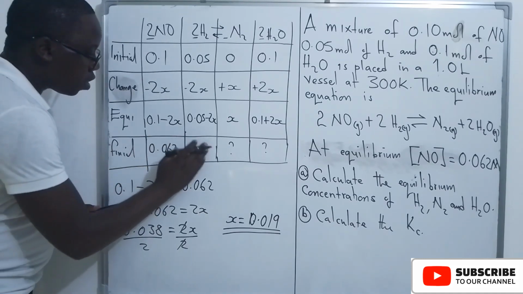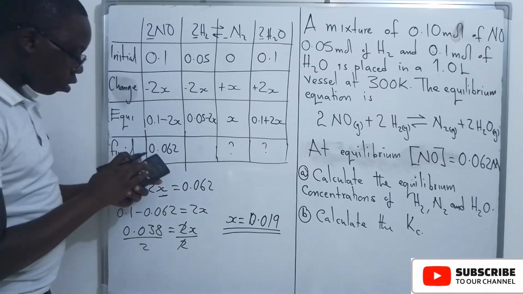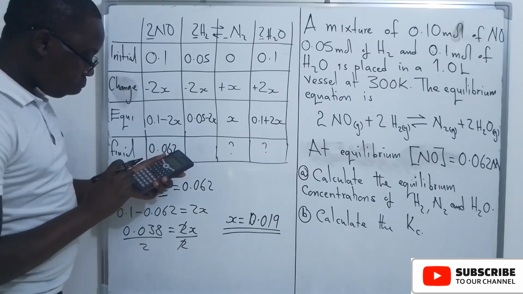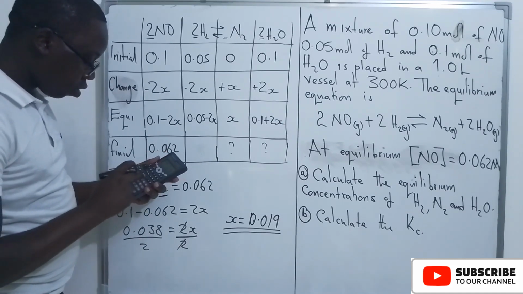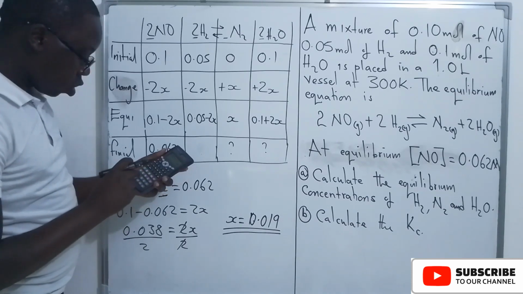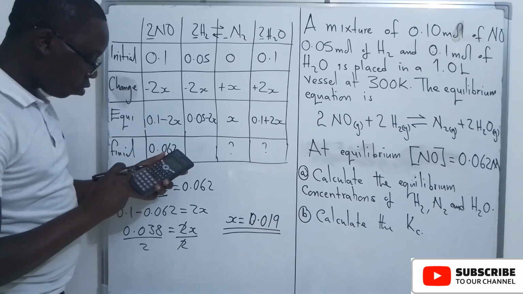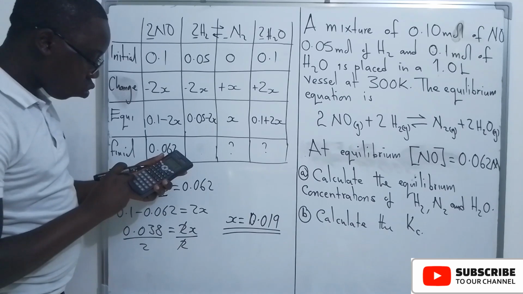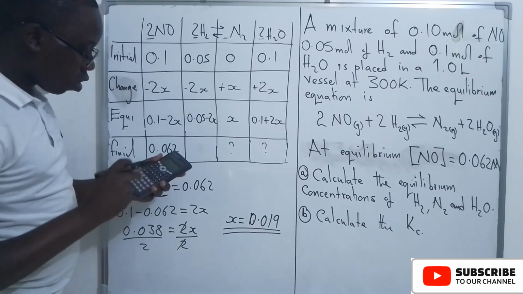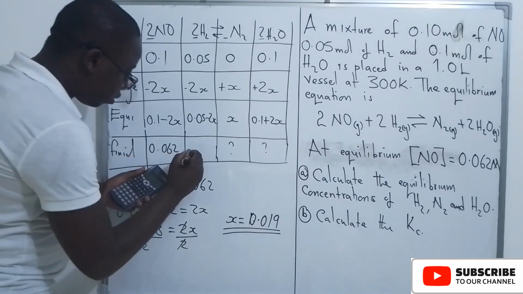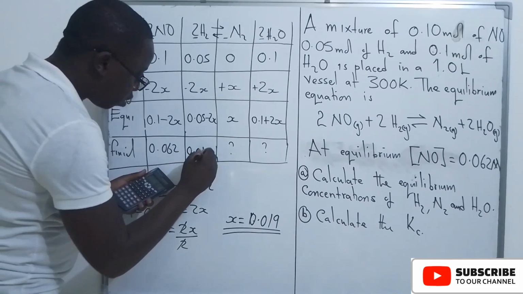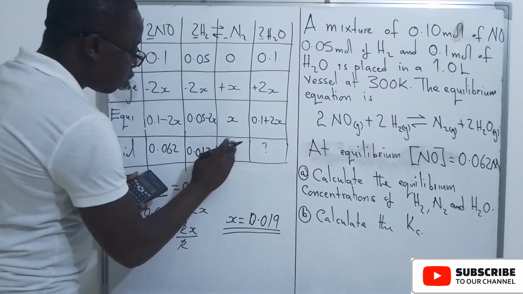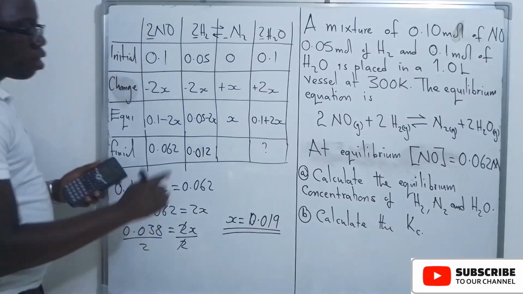The first one we have been given is 0.05 minus, then we are saying 2 multiplied by 0.019. What is the answer? It is giving us 0.012. Then you go to the next one.